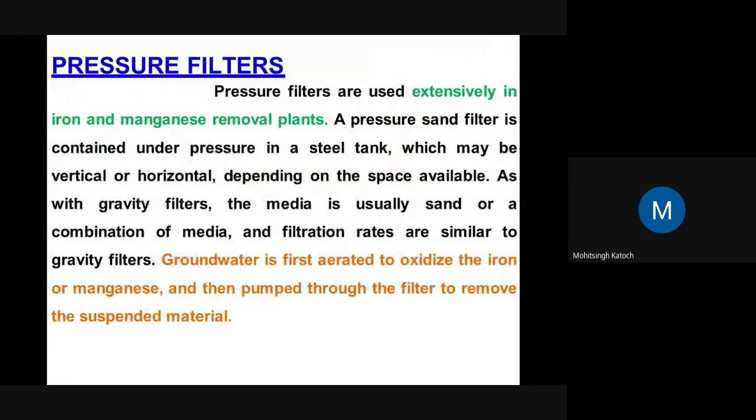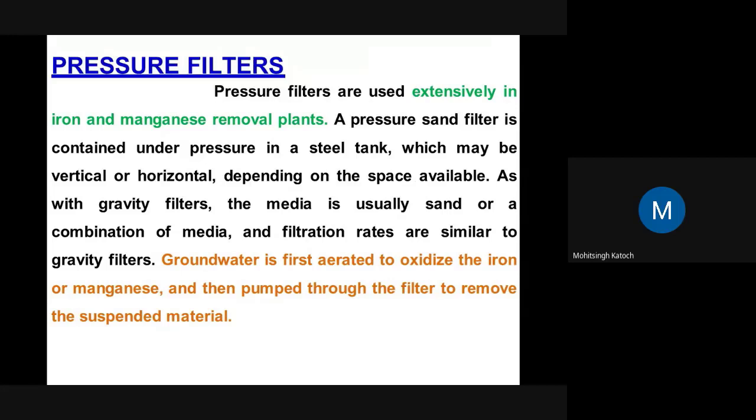Pressure filters, this is second type of rapid sand filters. So pressure filters are used extensively in iron and manganese removal plants. So where iron and manganese are present in higher quantity, higher percentage in water, and it is very important to remove this iron and manganese, we use pressure filters.